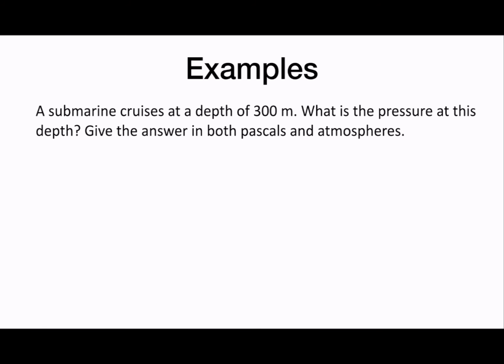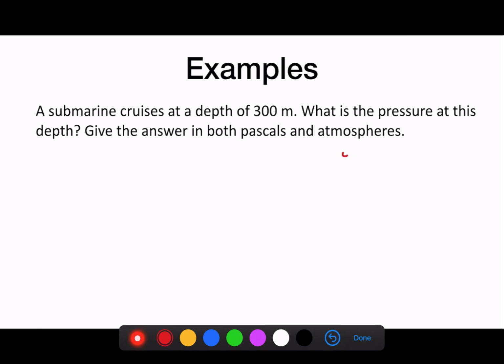In our first example, we have a submarine cruising at a depth of 300 meters. What is the pressure at this depth? We'll give the answer in both pascals and atmospheres. So let's start with our knowns. The depth is 300 meters. The atmospheric pressure is 1 atmosphere, or 101,300 pascals.